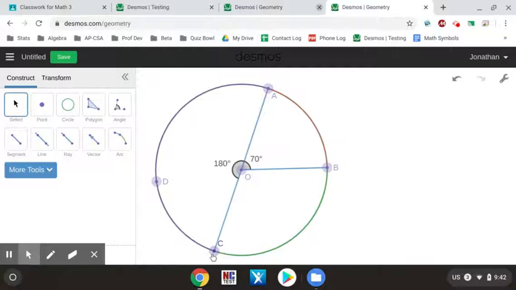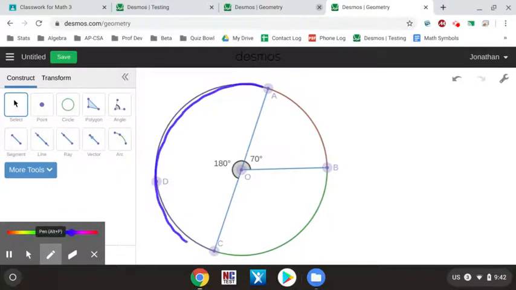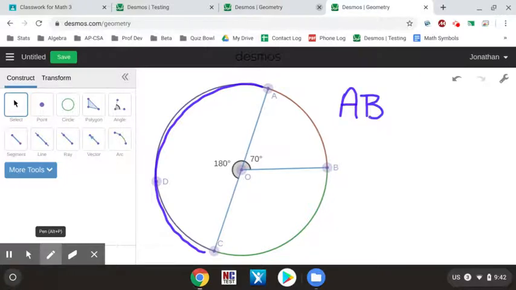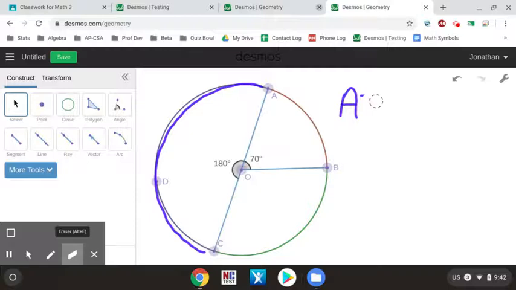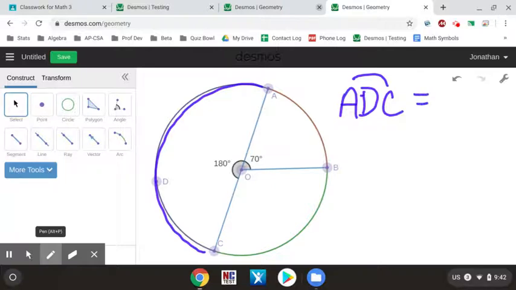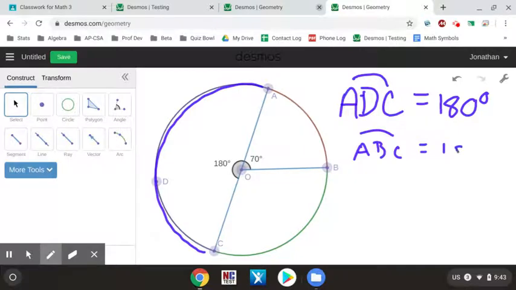So if I have a 180 degree, I could say, hey, this arc here, let's go ahead and label it arc ADC. Oops. ADC is 180 degrees. That means it is a semicircle. It is also true that arc ABC is also 180 degrees. Basically, if you have a semicircle on one side of the circle, you're going to have another semicircle on the other side of the circle.